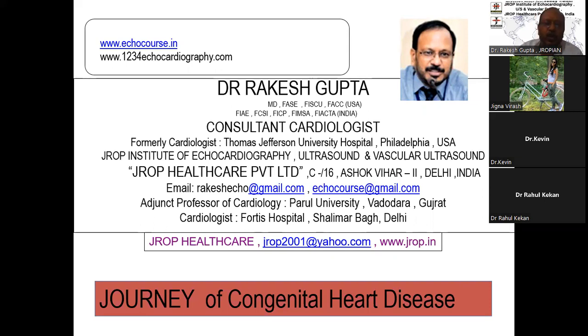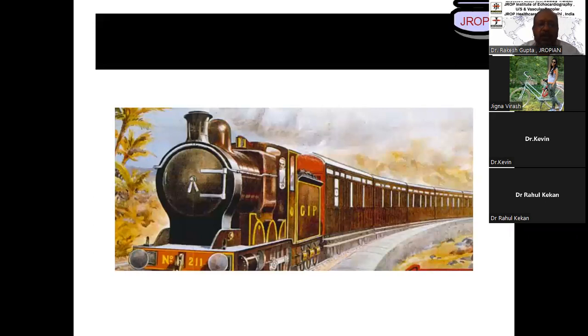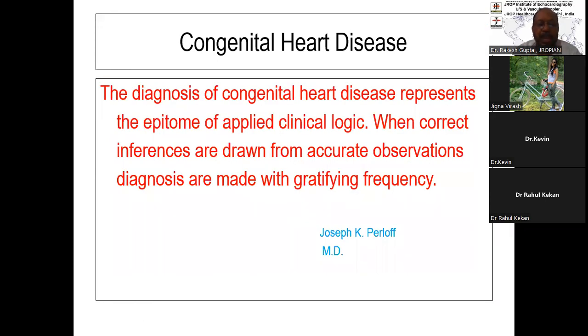Moving on, why did I say journey of congenital heart disease? Because it's multifold, and that's how I say a journey of congenital heart disease. Look, this is where we started when we got our country in 1947. The steam engine was the most important part of any travel in railway. So the diagnosis of a congenital heart disease is the most important thing for identification of various structures.